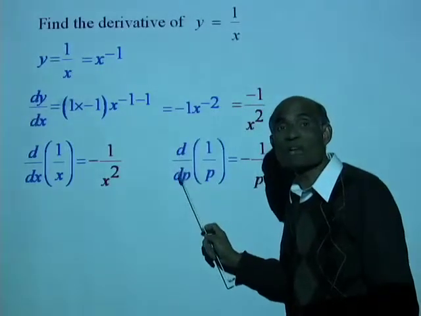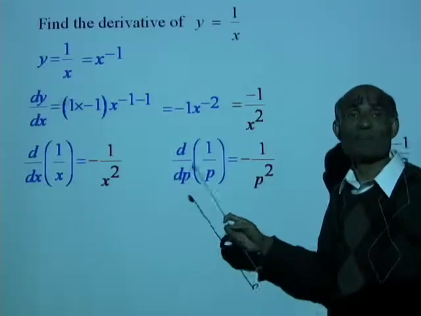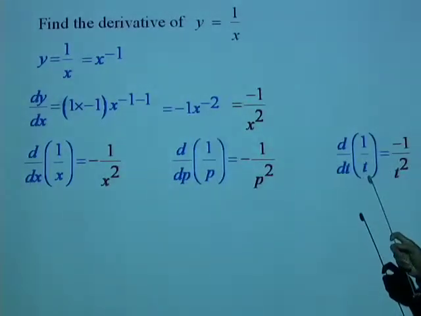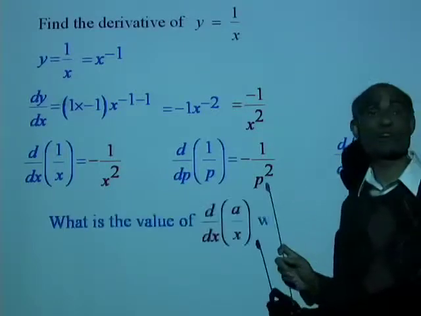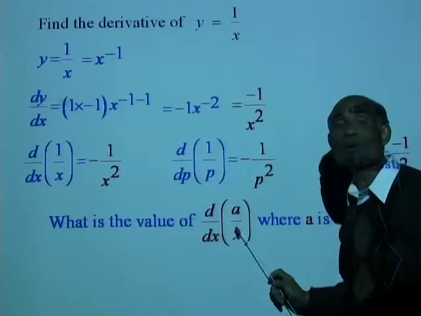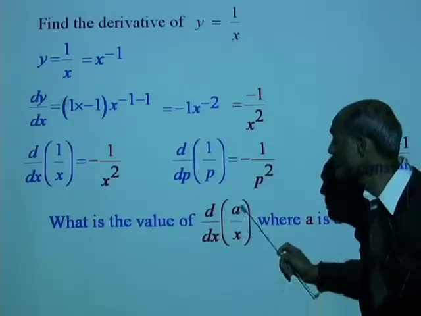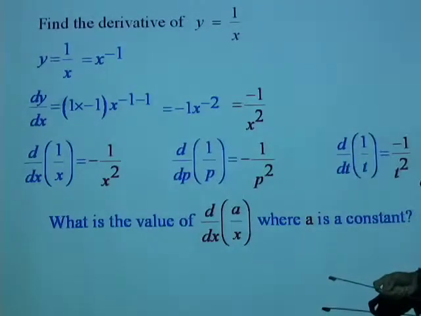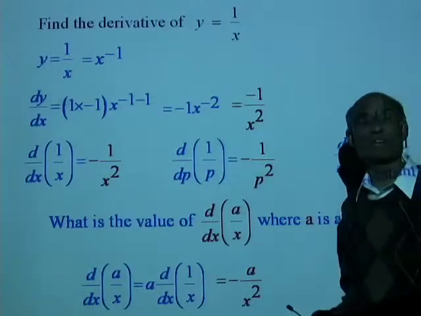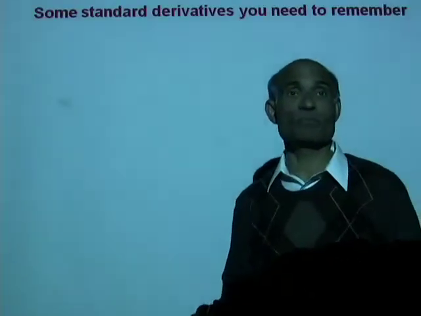Similarly, I can say d by dp of 1 over p is negative 1 over p squared. Or d by dt of 1 over t is negative 1 over t squared, and so on. Now tell me, what is the value of d by dx of a over x? The derivative of a over x will be negative a over x squared. That's right. A very important result. We will be using it many times as we go on.